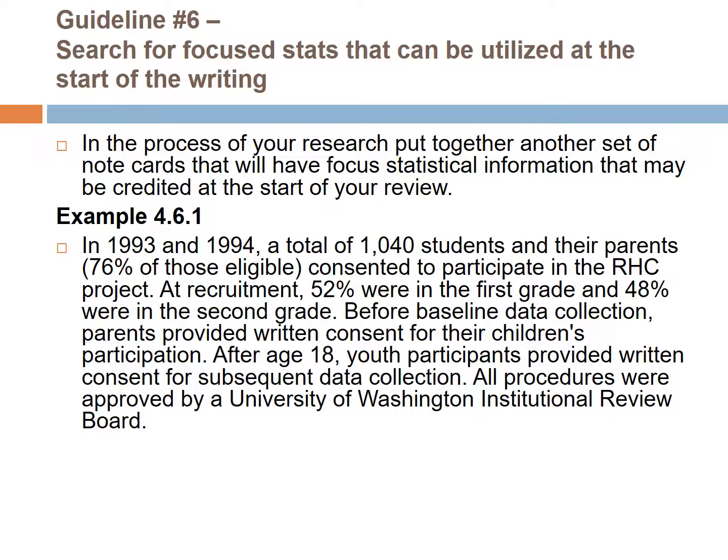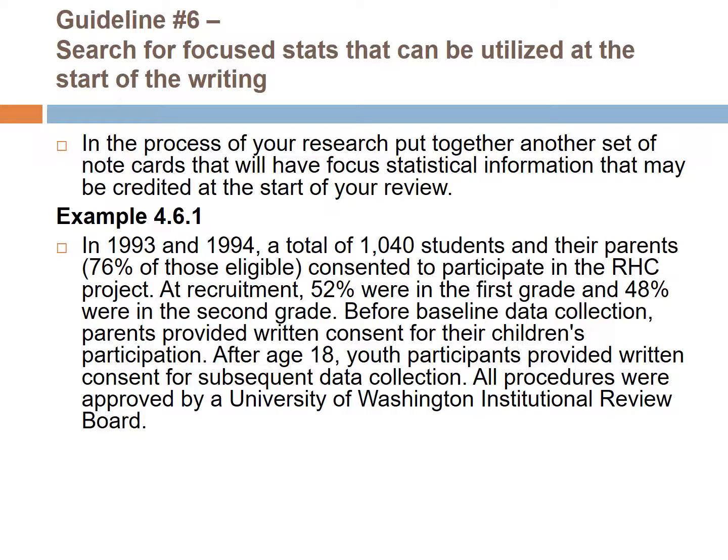In this example 461, it's talking about how in 1993 and 1994, a total of 1,040 students and their parents, which is 76% of those eligible, consented to participate in a RHC project. This was pretty much trying to gather data in regards to high school dropouts and college dropouts and things of that nature. So you want to make sure that you can find focused information on your topic and what it is you are studying, because it's always about the understanding and how you understand what it is you are doing.